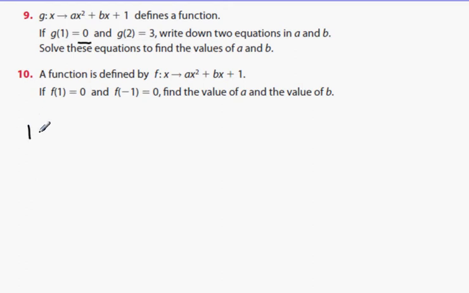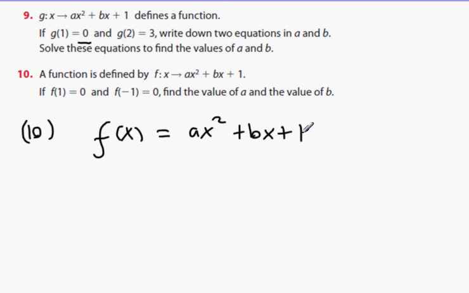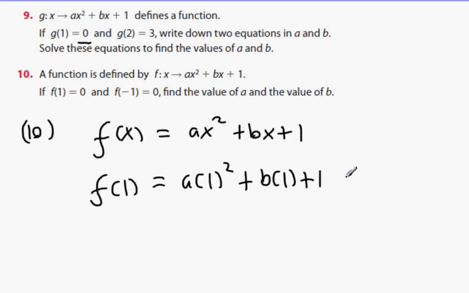Number 10. A function is defined by f of x equals ax squared plus bx plus 1. If f of 1 equals 0 and f of minus 1 equals 0, find the values of a and the values of b. Okay, f of 1 means replace all x's with 1's, and the output therefore is, what's the output? 0. This means a plus b, bring across the 1.